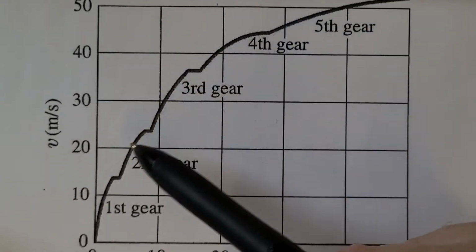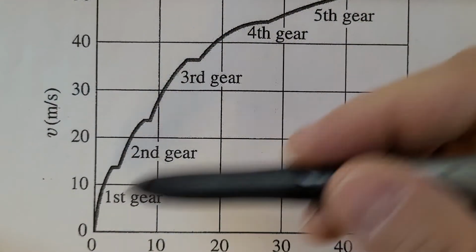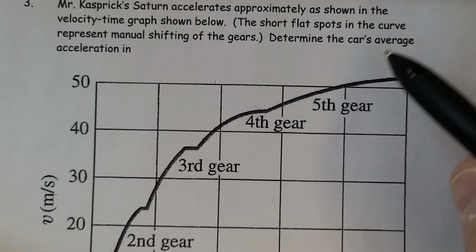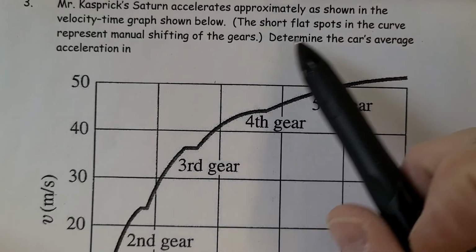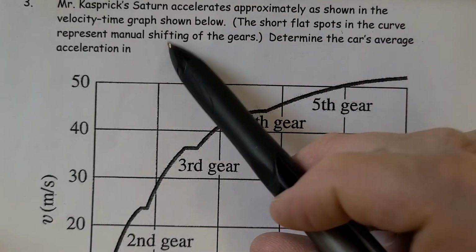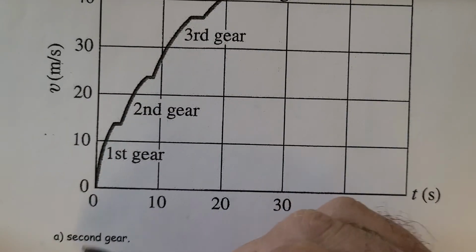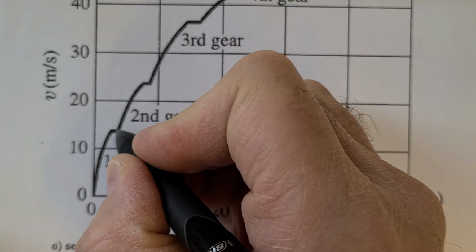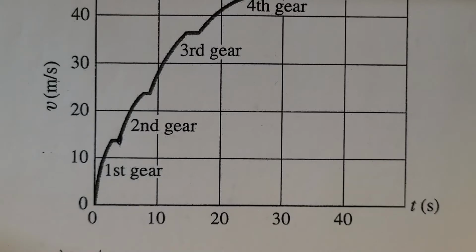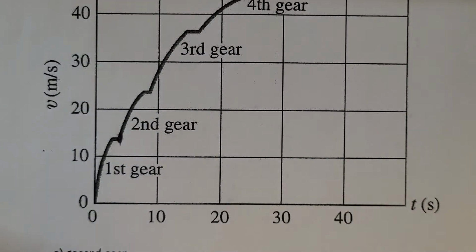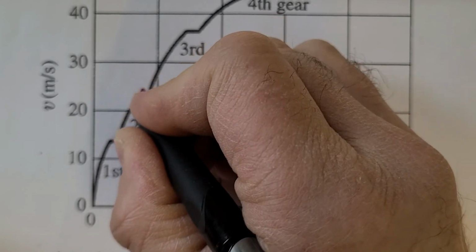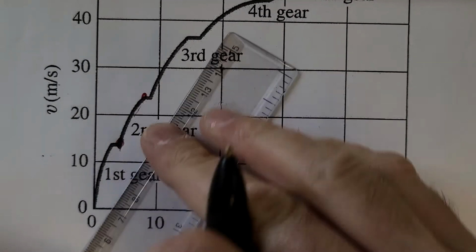Determine the car's average acceleration. So it's a velocity time graph. So whenever I figure out a slope, that's going to give me acceleration. So the flat spots represent the shifting of gears. So if I'm looking at what's the acceleration in second gear, we'll pick this area right here approximately. So from here to here. So you kind of think of it as joining up those 2 points.